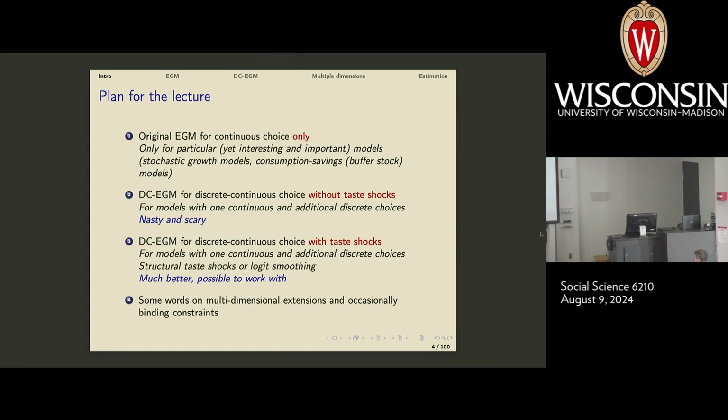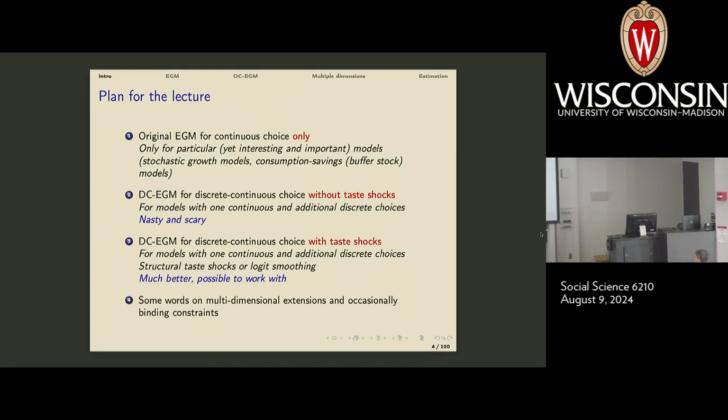So there are 3 or even 4 parts to this talk and to this whole topic. There's the original EGM. And that's a wonderful, wonderful method for a simple problem. We'll start there just to make sure that we are all on the same page to understand the main idea of what's really a trick here. It's a model for essentially consumption savings, but you can have all sorts of randomness in this model and such.